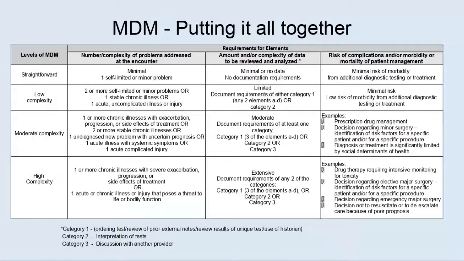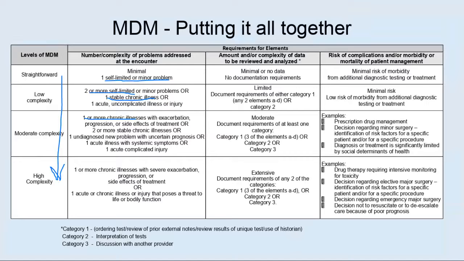This shows the elements of medical decision making and how they are used to determine the level: straightforward, low, moderate, or high. So straightforward, we talked about that: minimal, 1 minimal, 2 minor, 1 chronic with exacerbation, 1 chronic stable. So you can see that as it goes up, it gets more complicated. For moderate complexity and high complexity for risk of complications, it works best with examples.